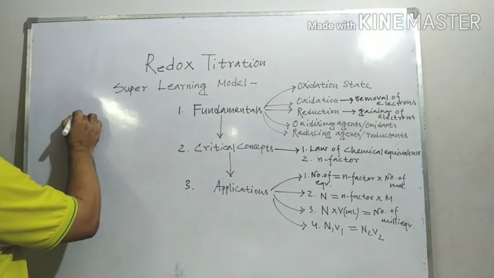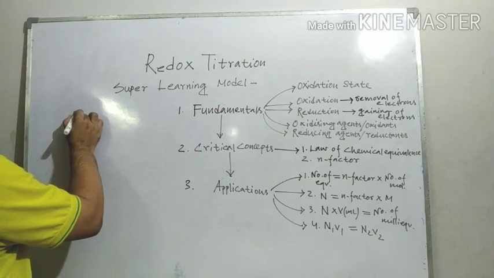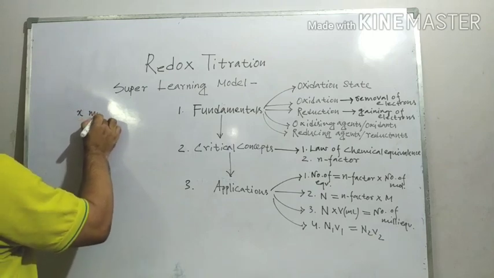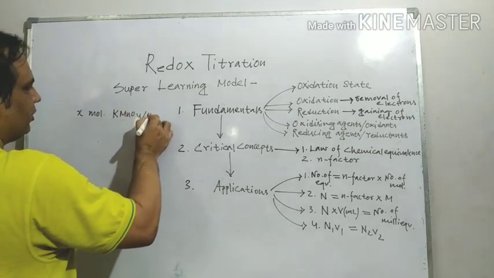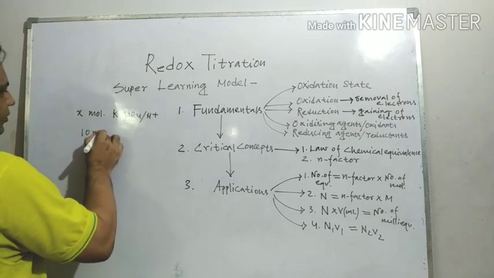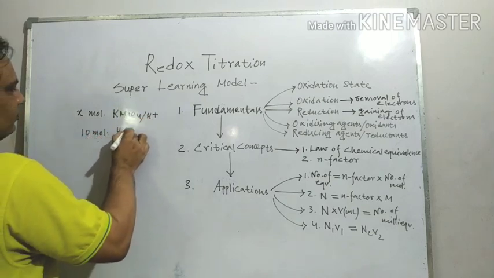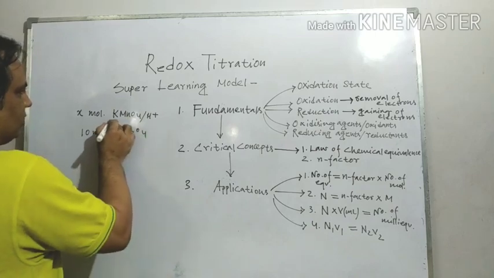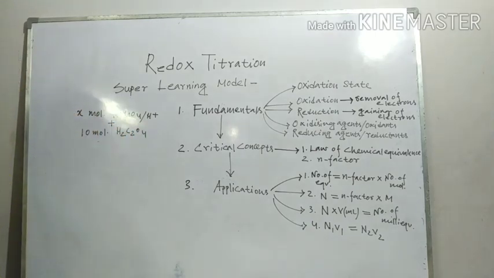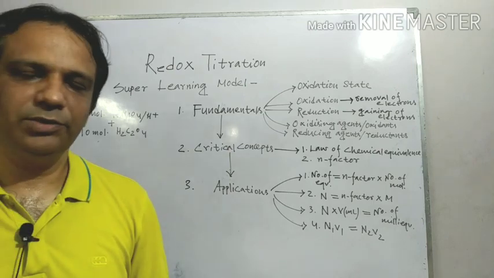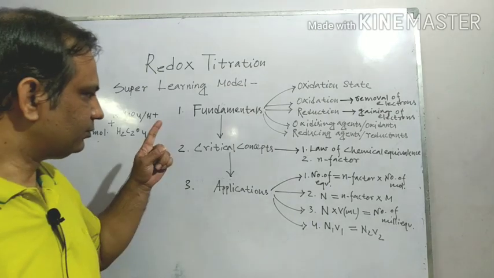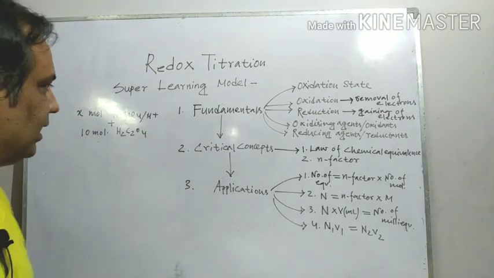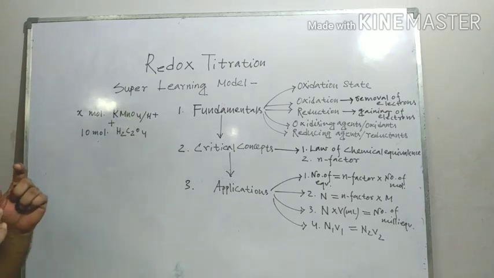The question is, how many moles of acidified KMnO4 are required to react with 10 moles of oxalic acid? So this is the question. We have to find out the value of the number of moles of KMnO4. See, first of all, we have to apply this law of chemical equivalence, but before that, we should know what are the changes in this reaction.